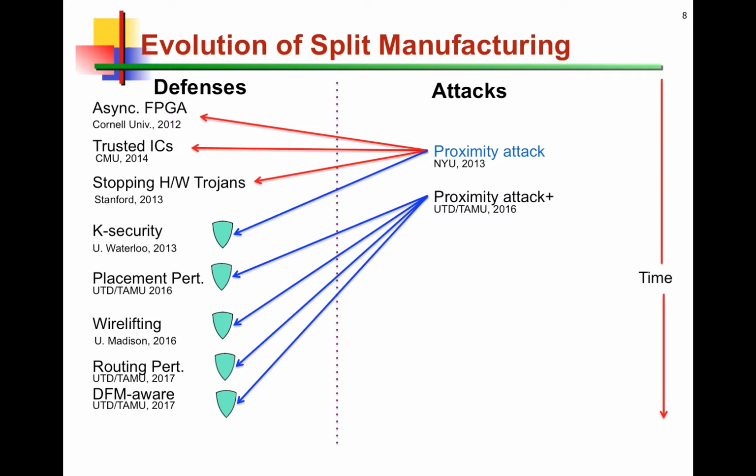And the community has been working on split manufacturing ever since we came up with the proximity attack about 4 years ago. People developed defenses. Another group from UT Dallas, along with Texas A&M, developed a more enhanced version of the proximity attack as well, and the research community also responded by developing more secure split manufacturing solutions.